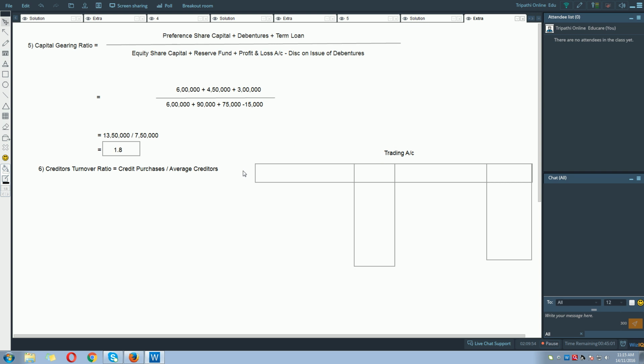So it is 6 lakhs plus 90,000 plus 75,000 minus 15,000. So that will give you 7,50,000. And that is equal to 13,50,000 divided by 7,50,000, 1.8. So capital gearing ratio is 1.8.